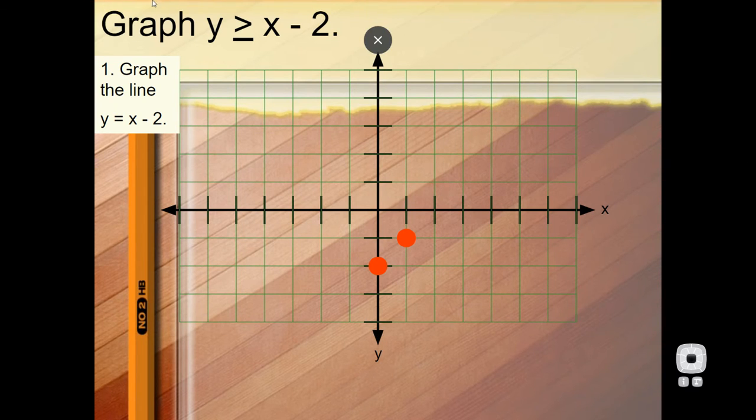Well, it says y is greater than or equal to, and I'm looking, and most folks, except for one person, has said solid. And that's correct. It's going to be a solid line because it's y is greater than or equal to x minus 2. And the or equal to part of that symbol is this straight line.